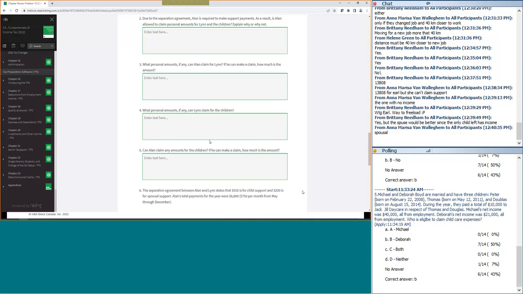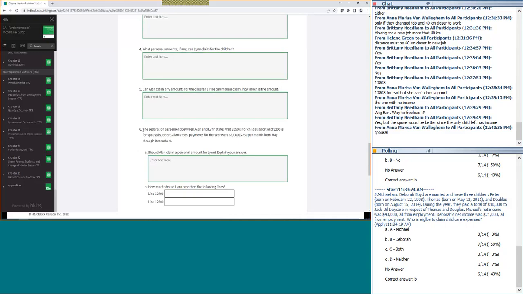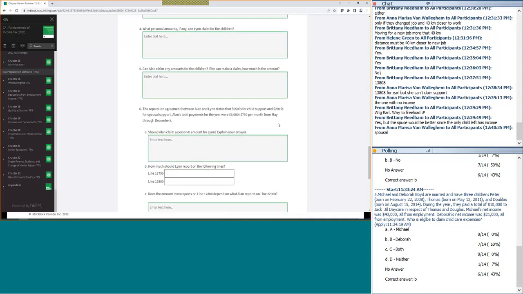We have one more thing to talk about, which is the separation agreement. Between Alan and Lynn, it states that $550 is child support and $200 is spousal support. He paid from the months of May through December. So in this case, he has a choice between claiming a spousal support deduction or a spousal amount. Would you recommend that he do the deduction or the spousal amount?